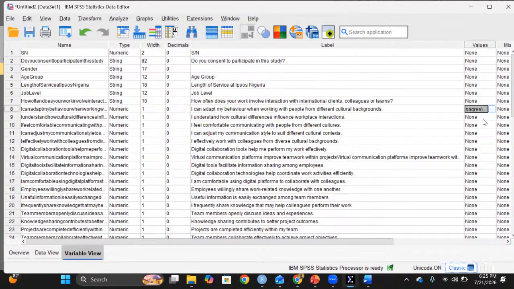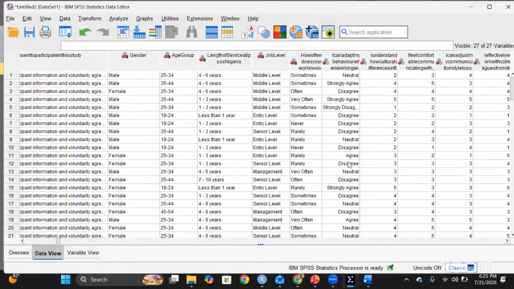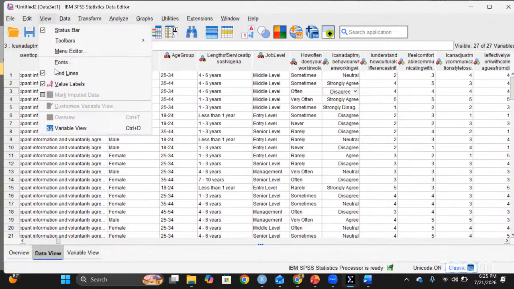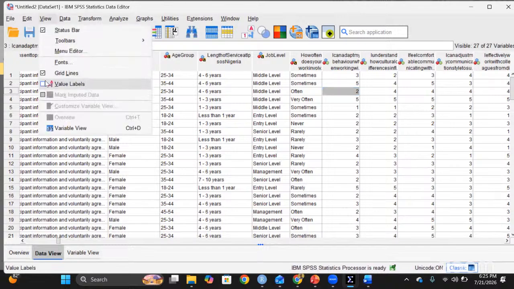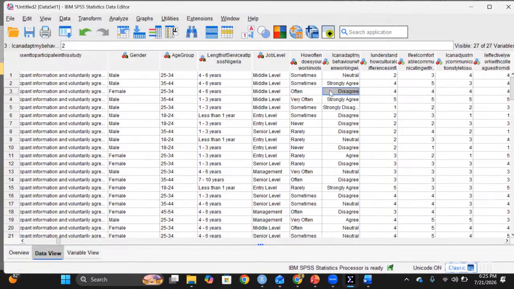So what then happens is that going back to our data view, our variable is now represented by this. However, there are sometimes that your variable will not show the label immediately. So you have to click on view, then look for value label. If it's not ticked, it will not bring out your label. But if you click on it and it checks, then it will bring out your label. You can do the same thing for everything.